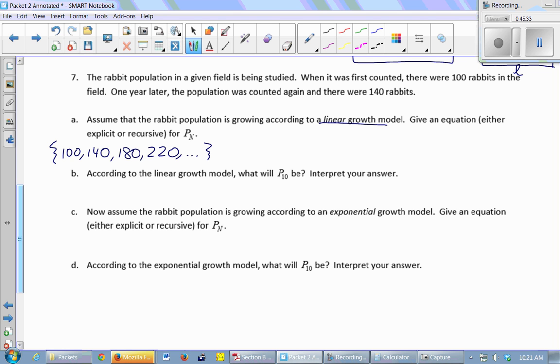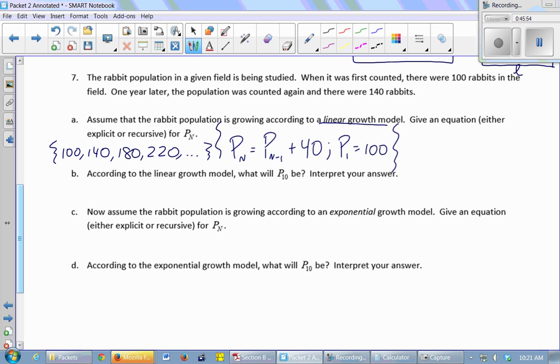So now if I want to write a formula, I would say P sub n, since this is linear, I could say, well, if I want to know the population in any year, just take the population from the year before and add 40. Right? And I should also tell you that the first year's population was 100. Right?